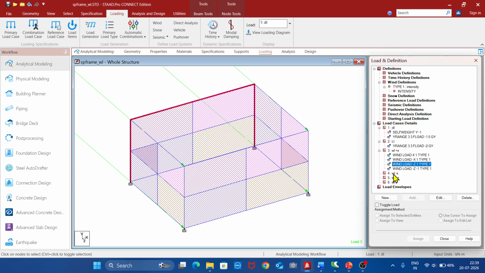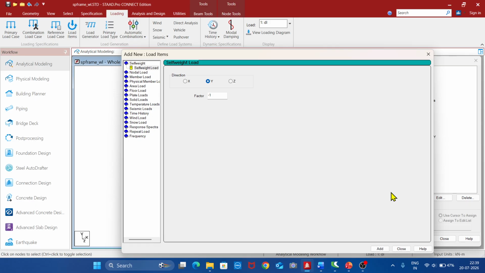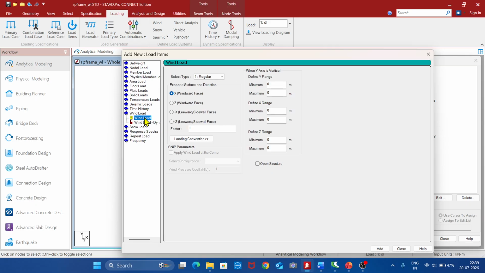Now let us go to minus x. So click add. So minus x means click wind load. So in the windward side we need to give minus 1. Click add. Similarly in the leeward side also minus 1. Click add. And along z, the side face or sidewall or face, minus 1 we should add. Similarly plus 1 we should add. We should have 4 types of loads with regard to wind.